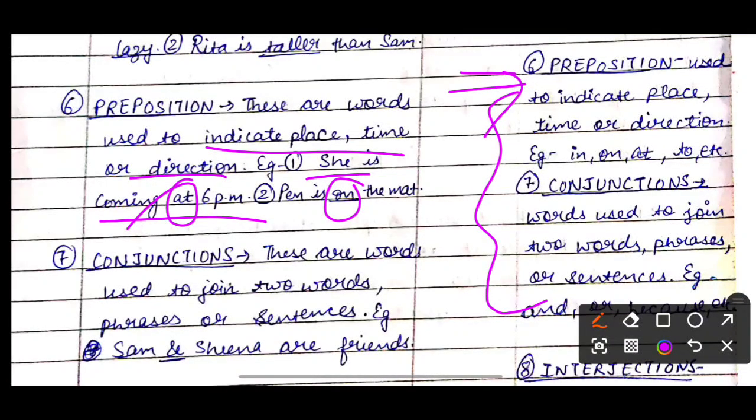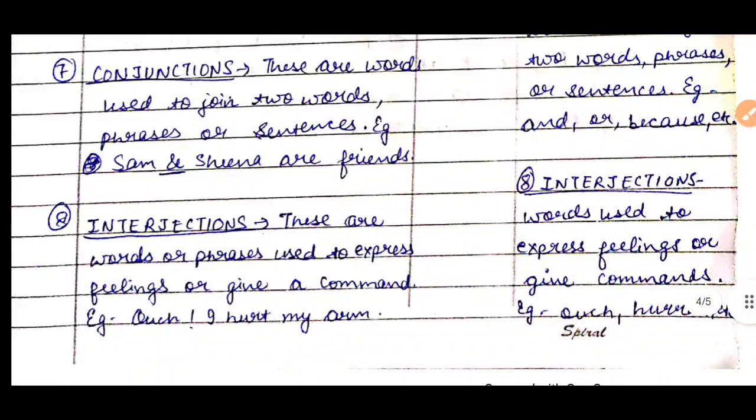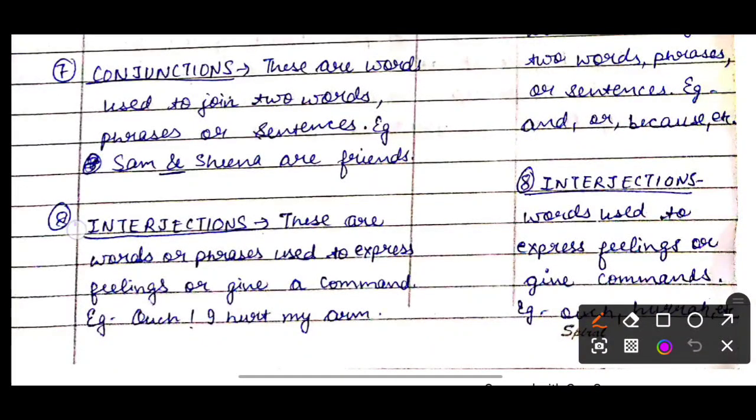Okay. Next comes conjunctions. What are conjunctions? These are words used to join two words, phrases, or sentences. For example, Sam and Sheena are friends. So, and here is joining two words, Sam and Sheena. So, it is a conjunction. After that, the last part of speech is interjection. So here, these are words or phrases used to express feelings or give a command. For example, ouch, I hurt my arm. So ouch here is an interjection.